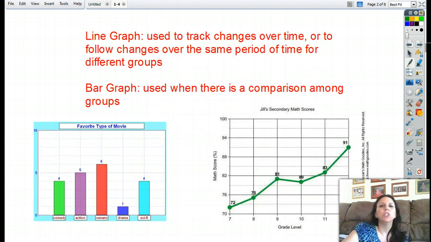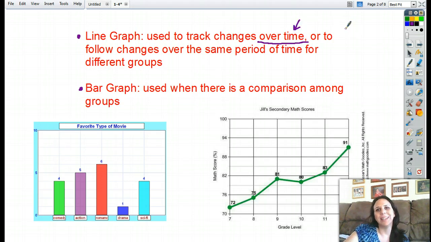Okay, the two main types of graphs that we're going to be using in science are the line graph and the bar graph. So how do you know when to use which one? Most of the time, you can pretty much guess, most of the time you are going to go with a line graph. So let's take a look at what a line graph does. A line graph is used to track changes over time. That's kind of like your key word right there.